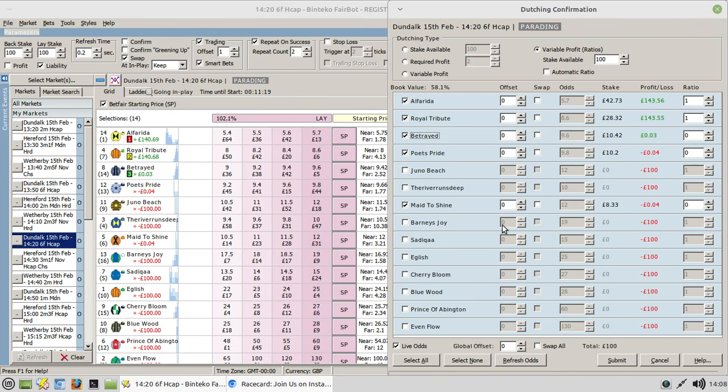Yeah, 10 minutes to go, 11 minutes to go before the off. I'm tempted to do those 5 with insurance on those 3 and concentrate on the front 2. Let's see how the odds change just before the off.